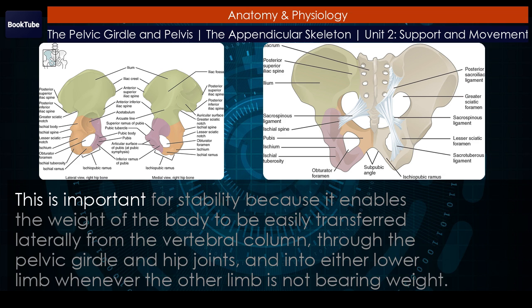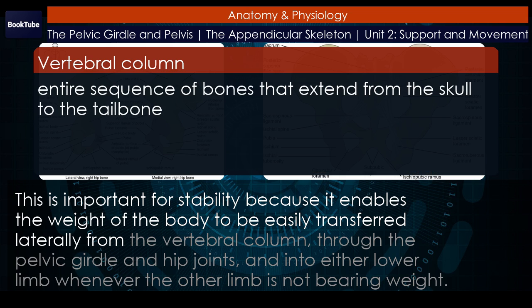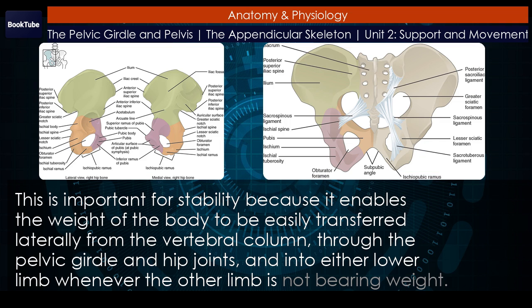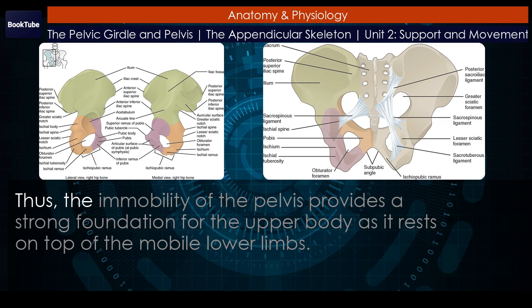This is important for stability because it enables the weight of the body to be easily transferred laterally from the vertebral column, through the pelvic girdle and hip joints, and into either lower limb whenever the other limb is not bearing weight. Thus, the immobility of the pelvis provides a strong foundation for the upper body as it rests on top of the mobile lower limbs.